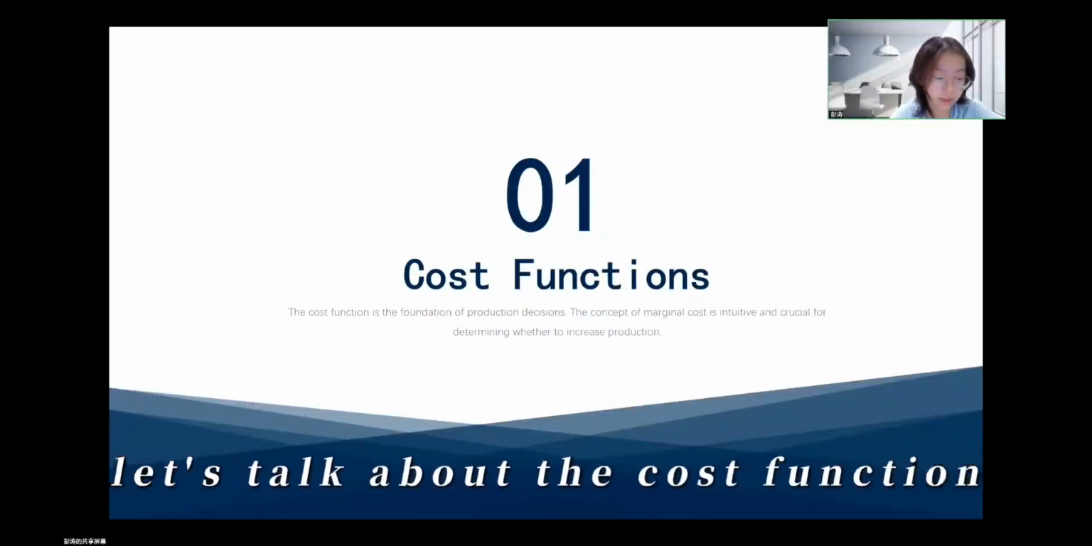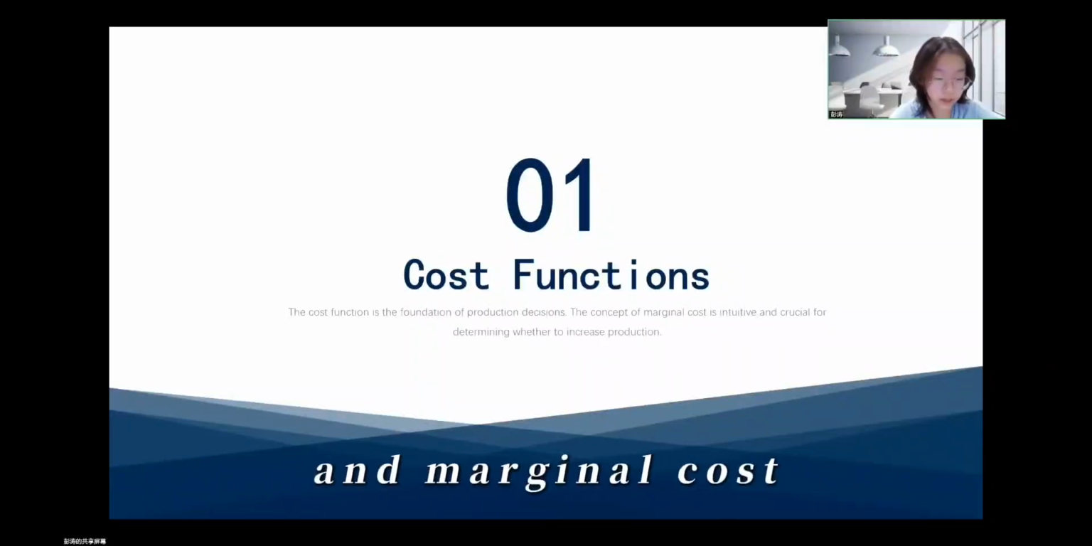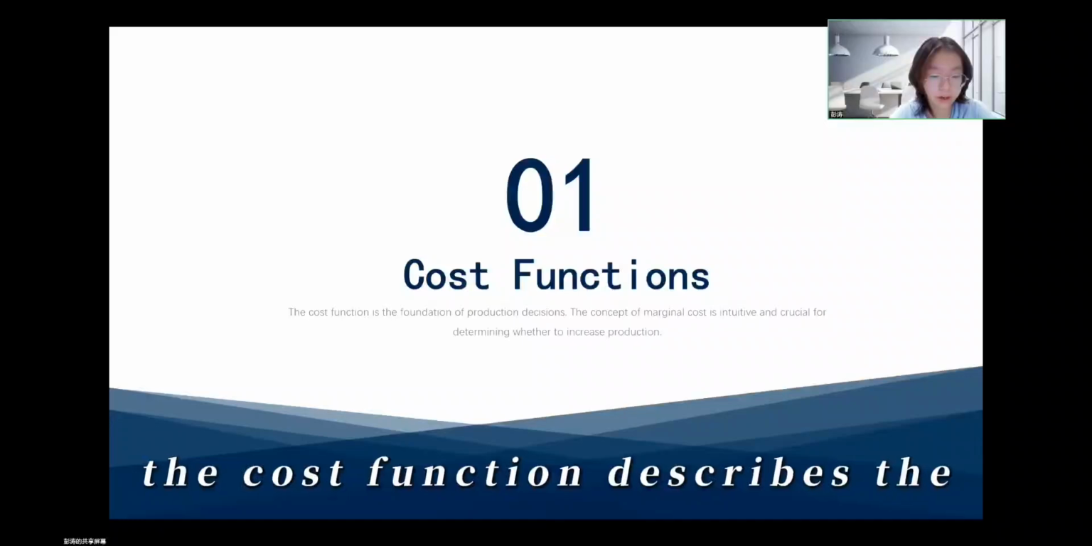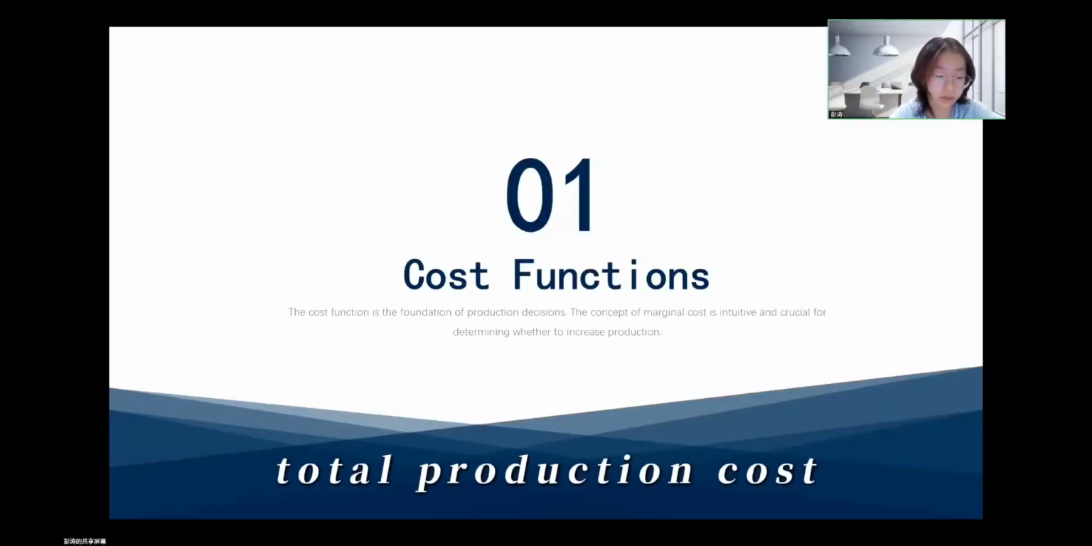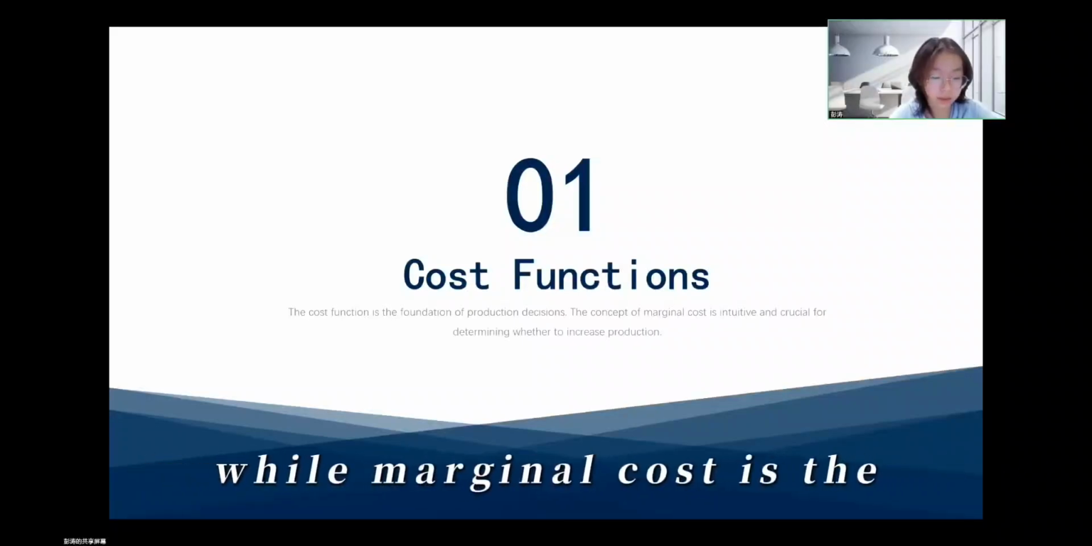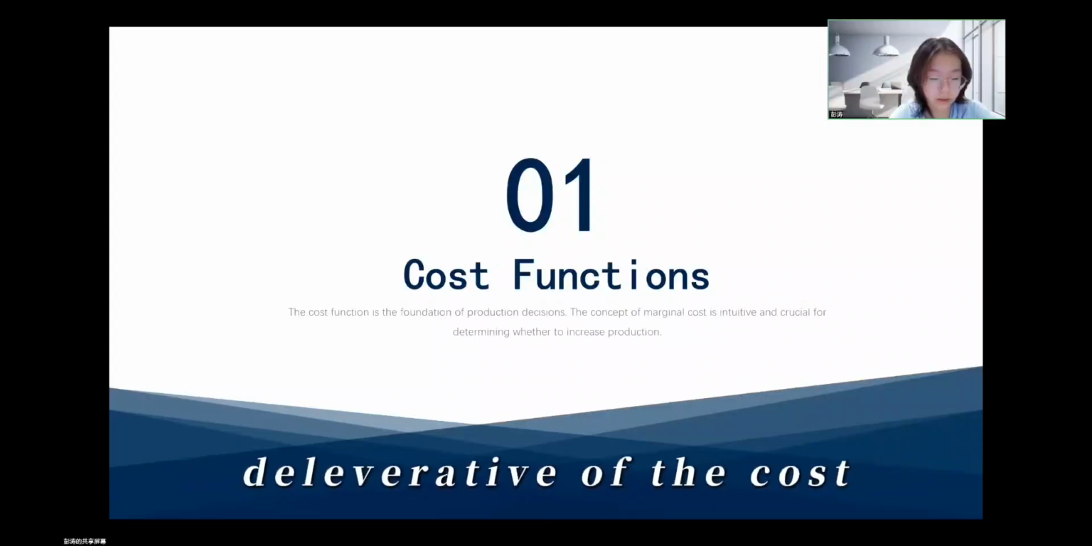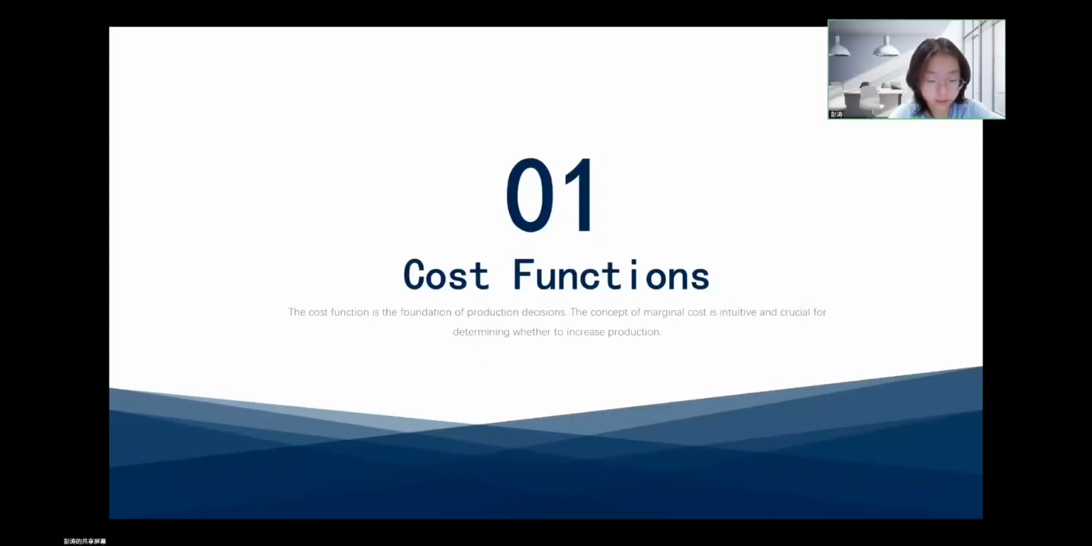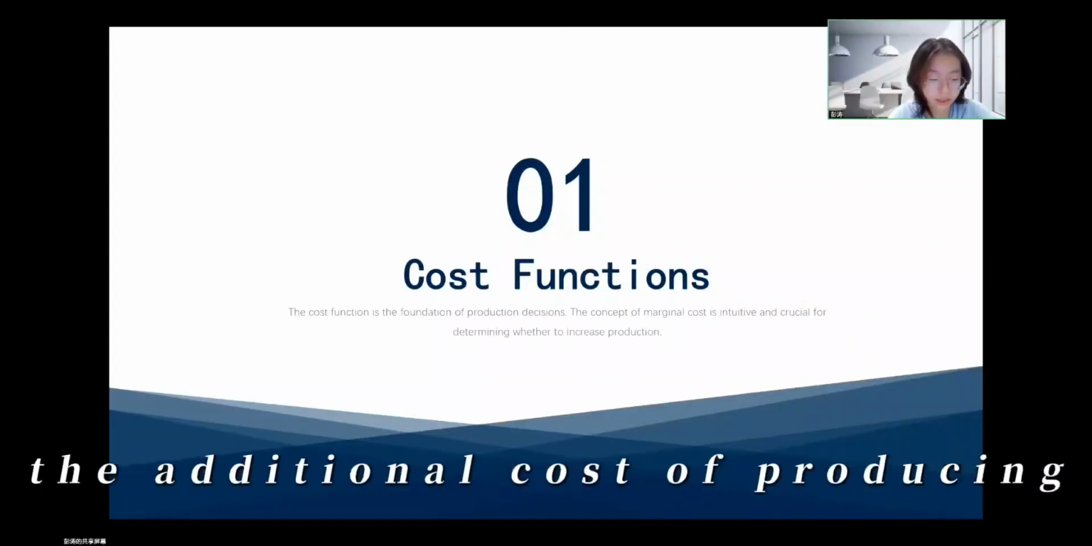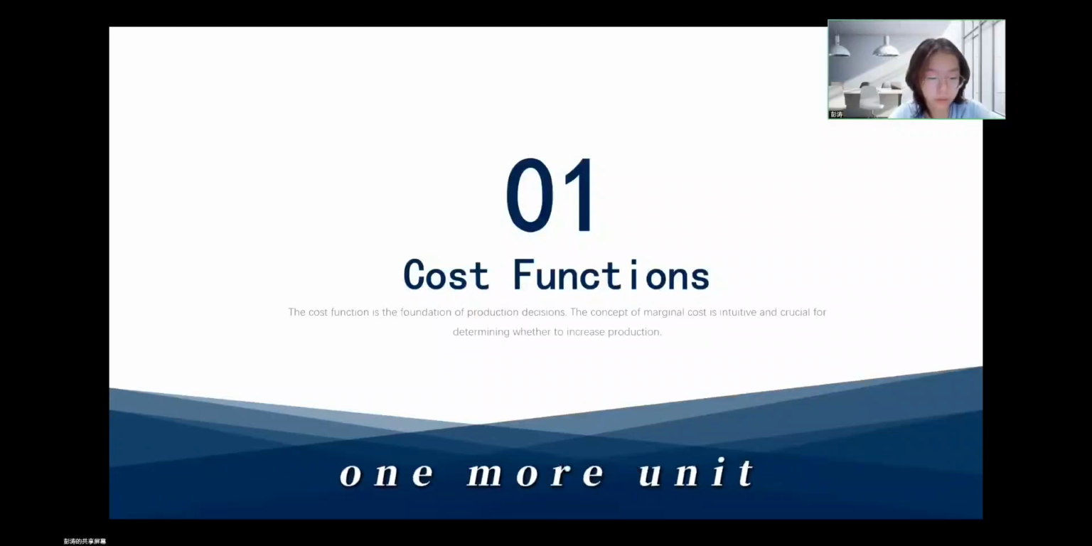First, let's talk about the cost functions and the marginal cost. The cost function describes the total production cost, while marginal cost is the derivative of the cost function, representing the additional cost of producing one more unit.